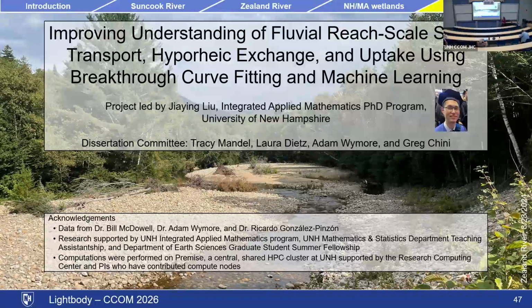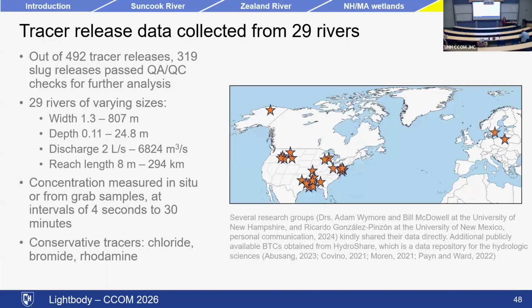The last study that I want to talk about is a synthesis study that my student Jiaying Liu defended last year. Jiaying is a mathematician, and so he did not go and perform any tracer releases, but he contacted a bunch of scientists and looked at a bunch of data banks. He formed a data set that included tracer releases from 29 rivers of varying sizes. Most of them were from the continental US. There were a few from Alaska and then a few from Northern Europe.